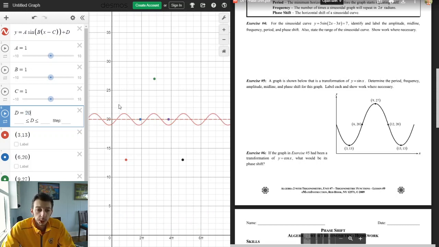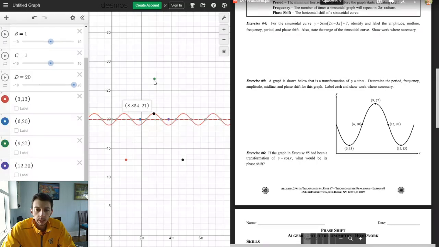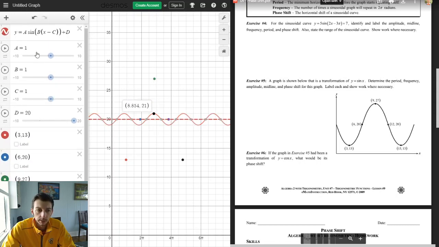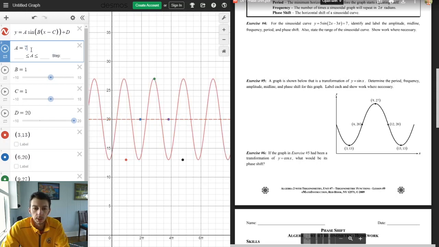Now I have to change my amplitude as well, so I need this maximum to be up at the maximum of 27. Since my midline is 20 and my maximum is 27, that distance is 7. So I'm going to have to take this amplitude and make it 7.